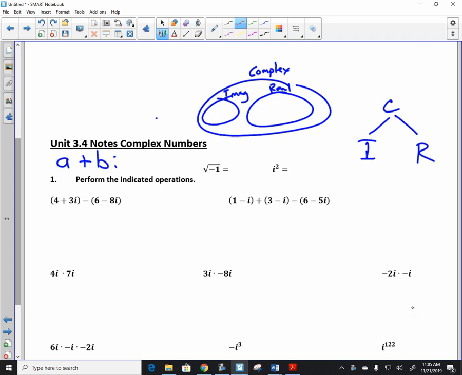Complex numbers are written in the form a plus bi, where a is the real part and b is the imaginary part. You know what the square root of negative 1 is. What is it? And what is i squared?